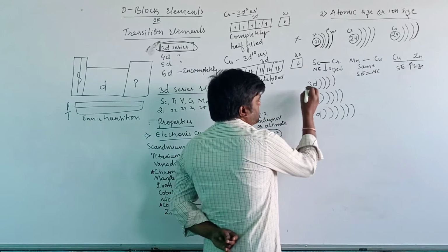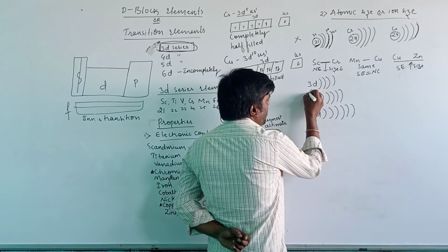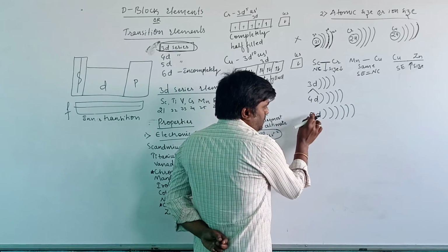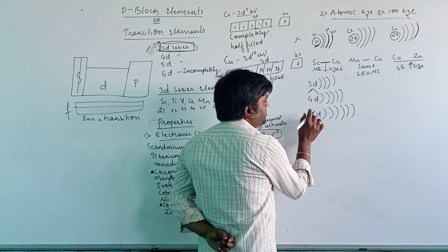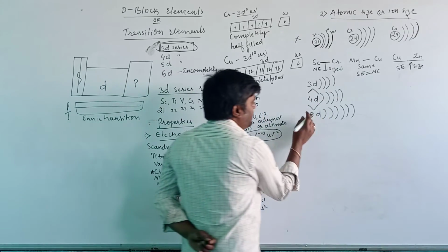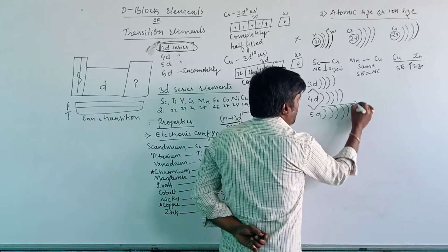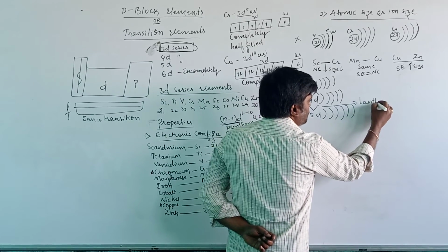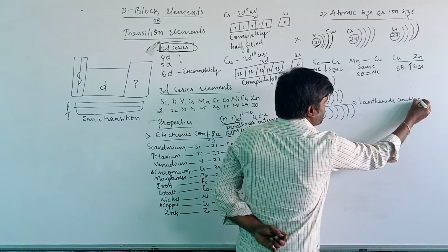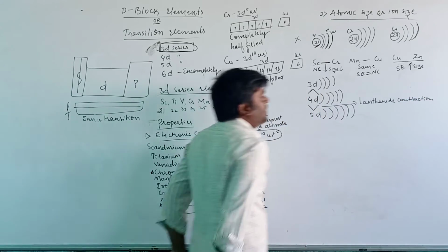The atomic size of the 3d series will be less than the 4d series, but the atomic size of the 5d series will be almost the same as the 4d series. This is mainly due to the lanthanide contraction.